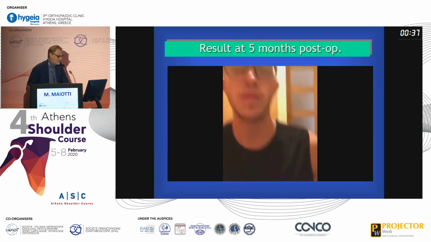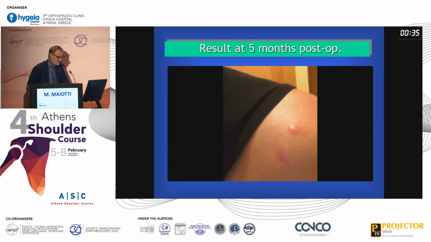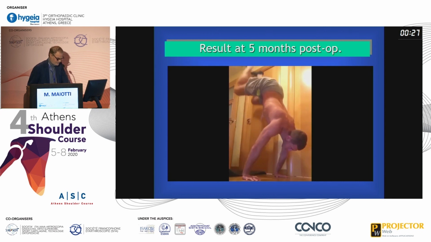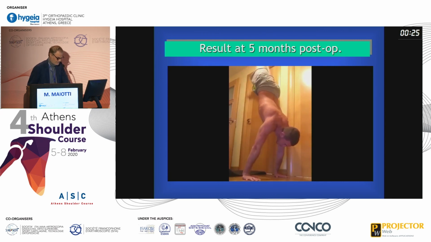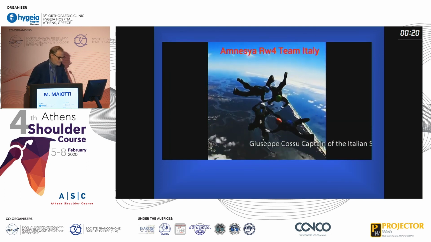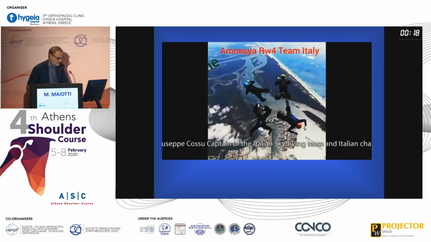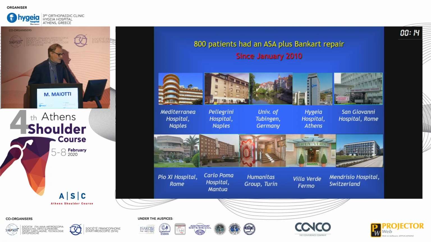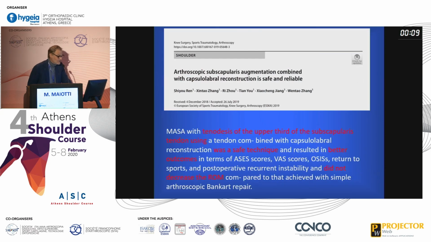This is a guy that has been operated after 5 months. He had 5 dislocations before. This is another guy that has 3 dislocations, and now, at 5 months, is one of our champions. And 800 patients have been treated with ASA in different centers. And they are doing it even in China, a little bit modified, but the results are very good.